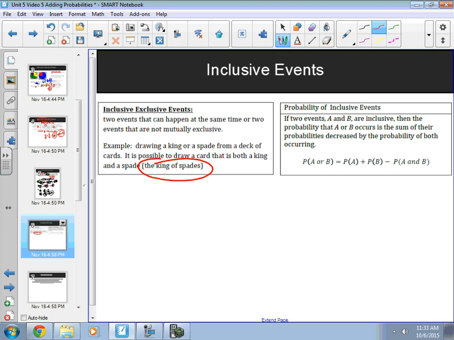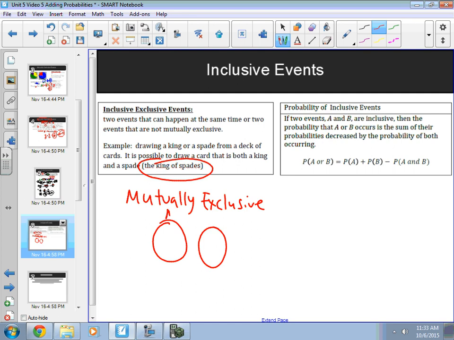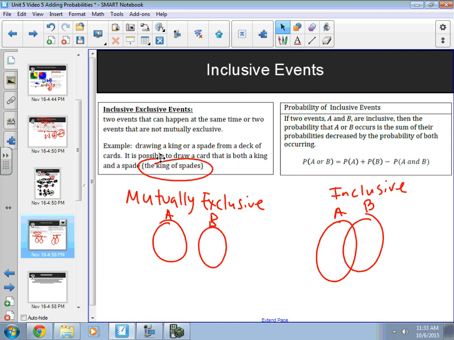Okay, here's kind of the difference. The mutually exclusive one we talked about before, the problems we were just doing, if you want a diagram, would be: here's event A and event B. They're totally different. There's nothing in common about the two groups. Whereas inclusive looks like this. You got group A, you got group B, but there are some things that are in both groups. We don't want to count those types of things twice.